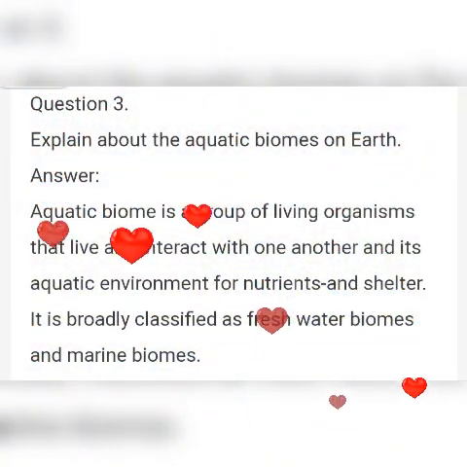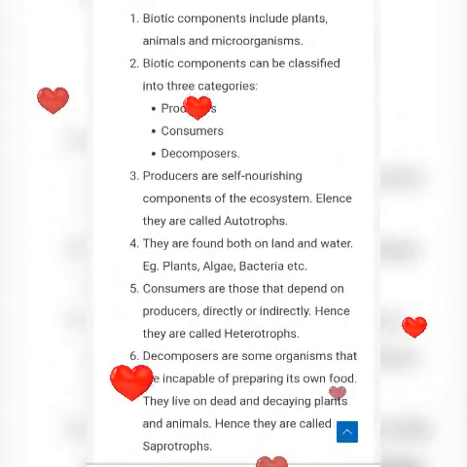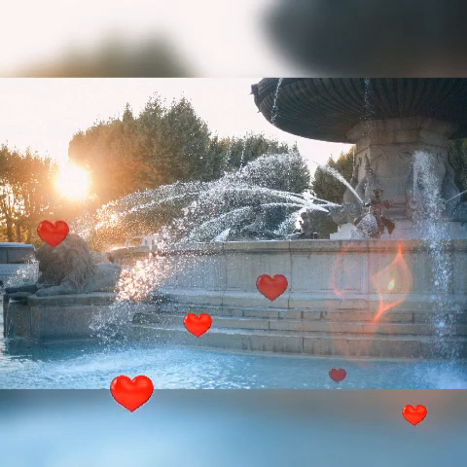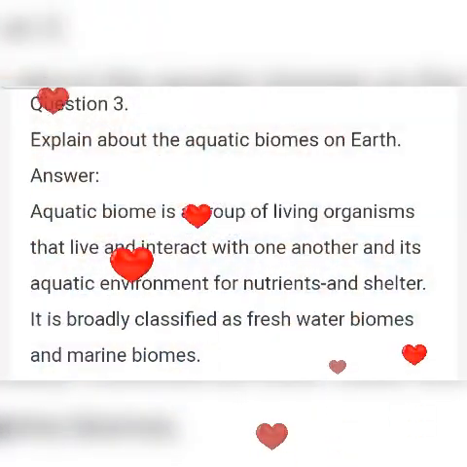Humans use freshwater biomes for drinking water, crop irrigation, sanitation and industry. Water lily, lotus, duck, etc. are the main common plants and animals found here. Salmon, turtles, crocodiles, etc. are the animals.